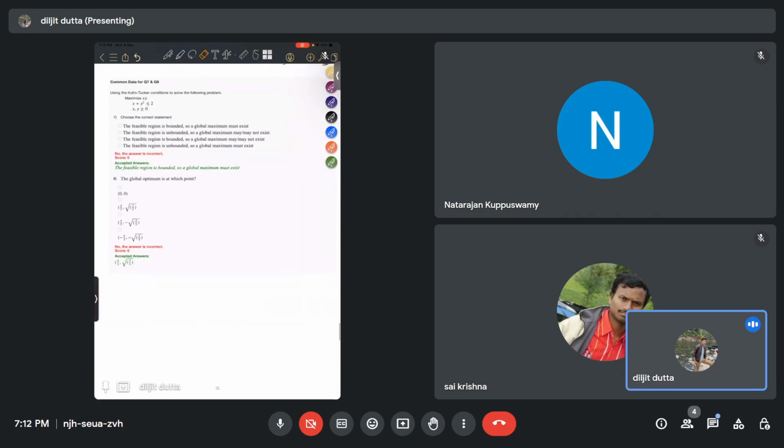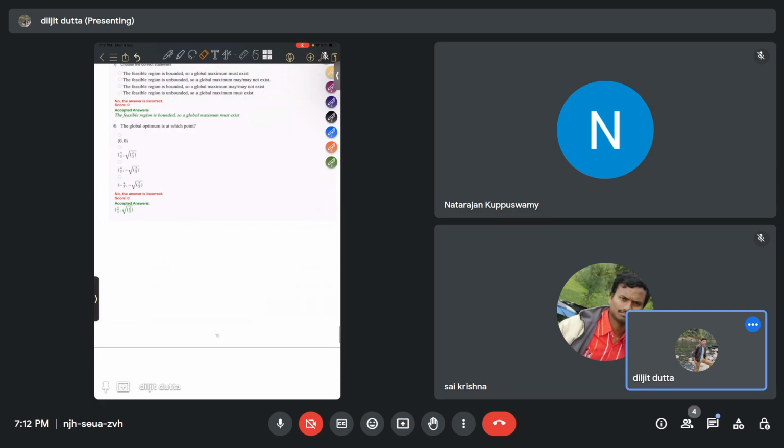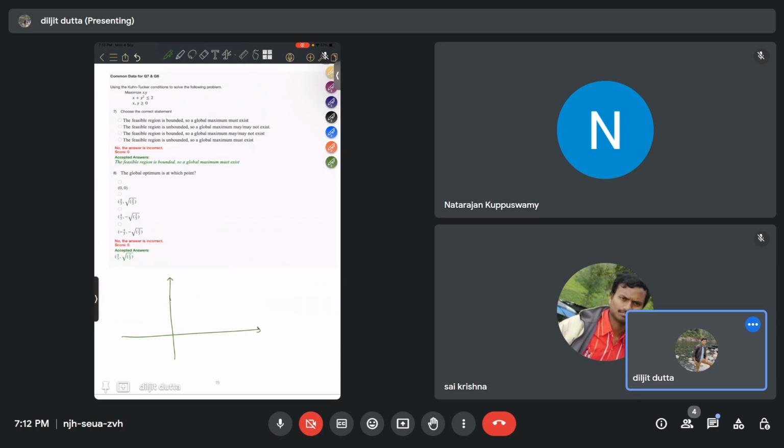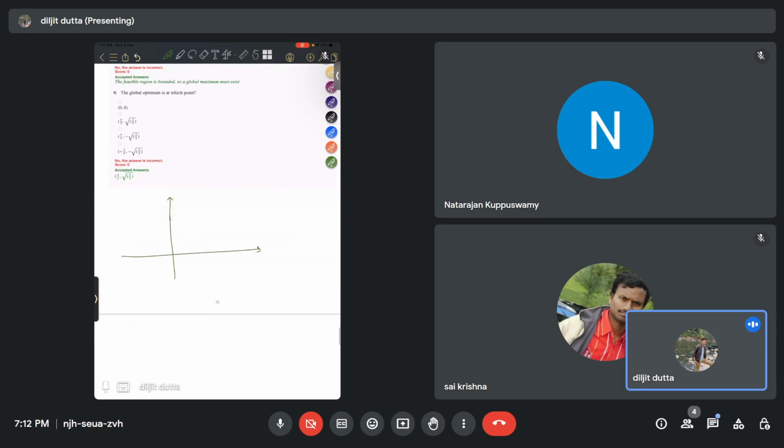Okay, so first let us see graphically what we get. So let us draw the graph. xy is equal to 0. So the function to maximize is xy. I think this is a hyperbolic graph. I think this is a hyperbola, right?